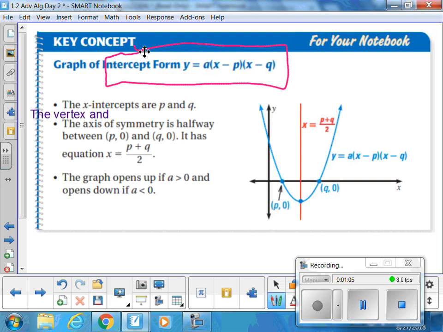Okay. So go ahead and jot down that the P and the Q values actually stand for the x-intercepts, not the vertex today. X-intercepts. And then also that the vertex and the axis of symmetry have this formula: P plus Q over 2. That's the formula for the vertex and the axis of symmetry. Oh, and just like always, that A value out front stands for which way it opens, but you don't need to write that down if you've kind of got that understanding.